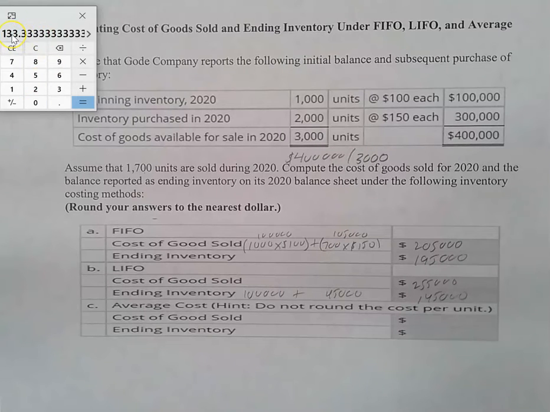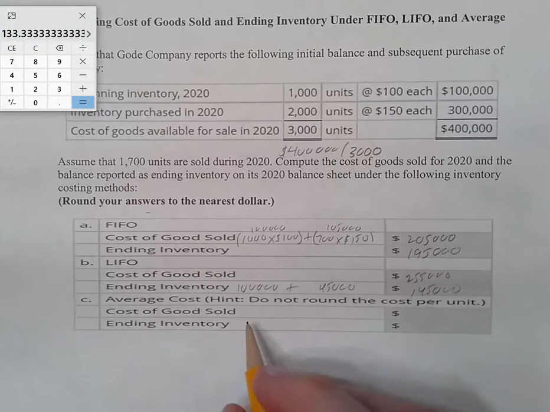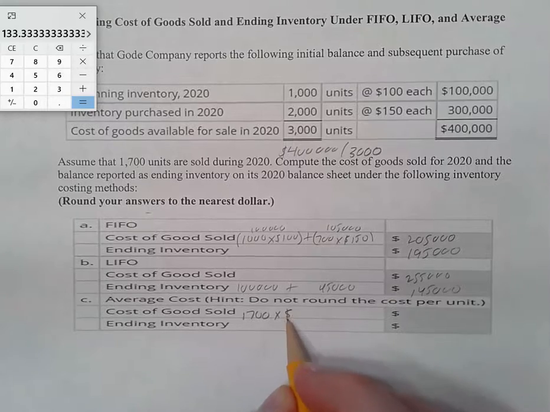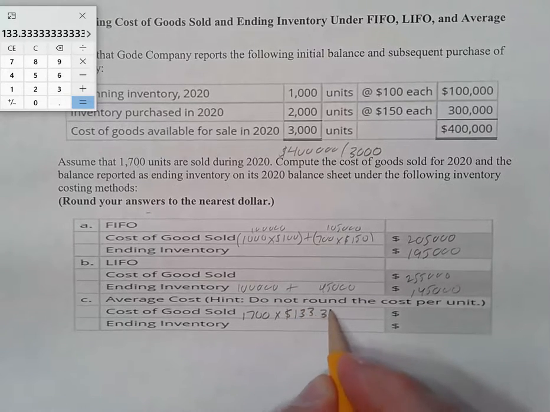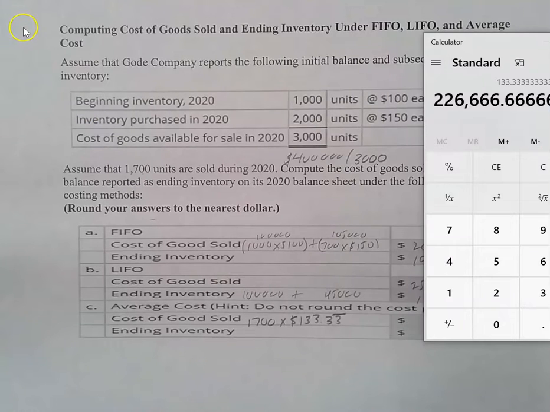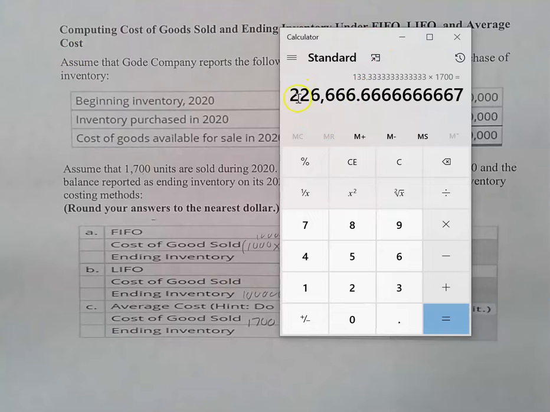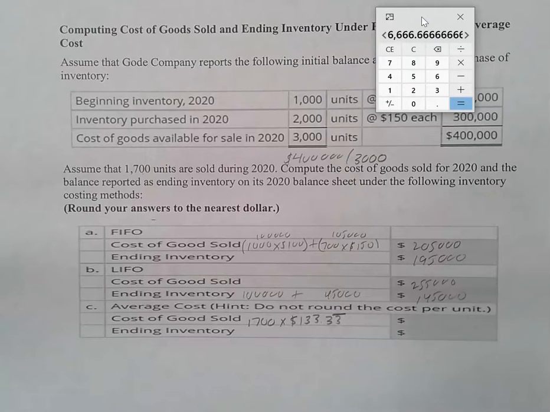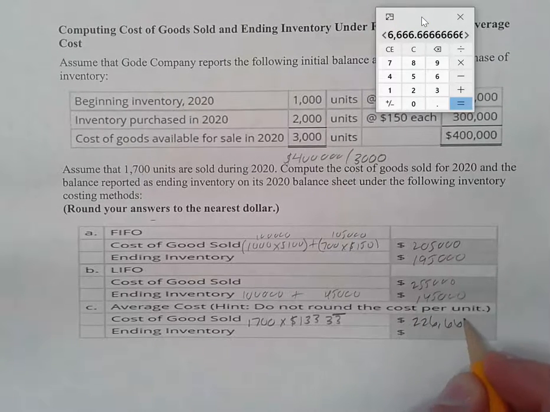And that's what the value of each item that we sell is going to be. That's how much it's going to contribute to cost of goods sold. And that's how much the value of each item in our ending inventory is going to be. So for now, I'm just going to leave this on the calculator. And I'm going to say, essentially, 1,700 times 133 point, and then an infinite number of threes. So times 1,700 gives me, let's expand this out for just a moment, $226,667. Okay. So 226,667.